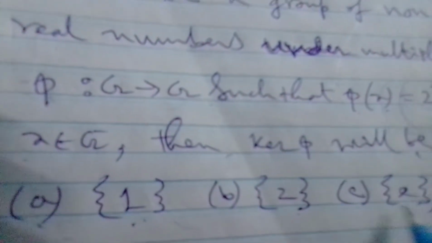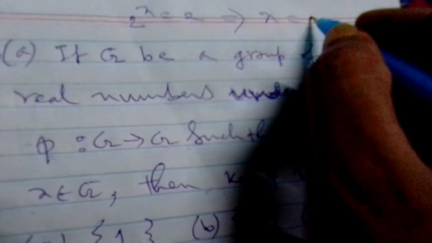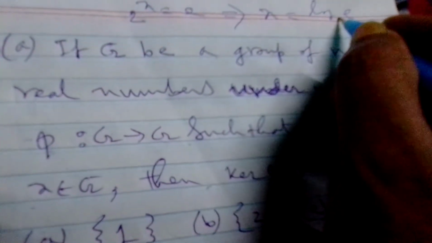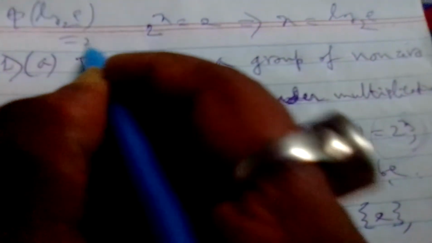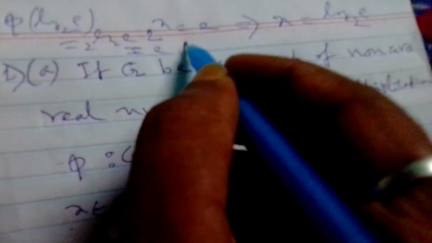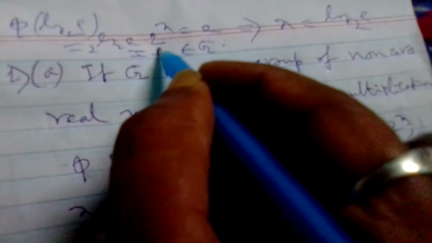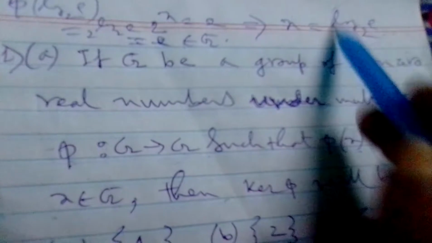If the image is E, then it's a simple calculation: 2 to the power x is equal to E, which implies x will be nothing but log E to the base 2. If we substitute it, phi of log E to the base 2 is 2 to the power log E base 2, that means E. So finally we find E is the identity element belonging to G, and it's a non-zero real. So the final result is that the kernel will be log E base 2.